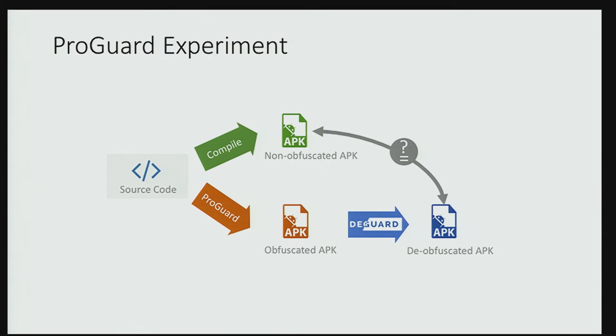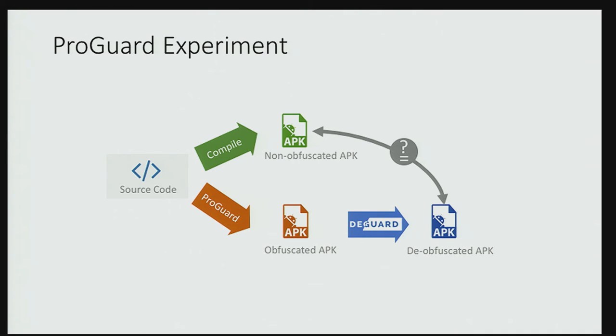Okay, so starting with the first question, the ProGuard experiment, here we wanted to generate data for that experiment. We did the following. We took the source code of 100 Android applications, and we made sure that these applications were not part of the training set. And then we compiled two different versions of the application. We compiled a non-obfuscated version using normal compilation and an obfuscated version of the application using ProGuard.